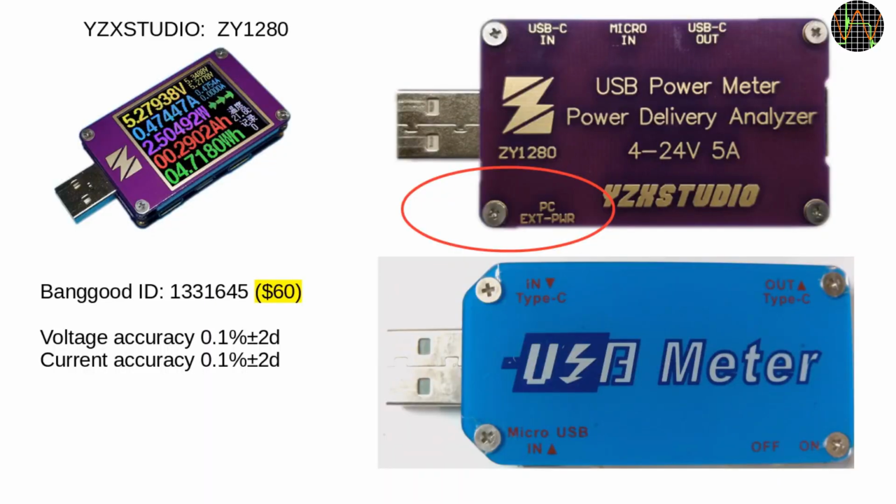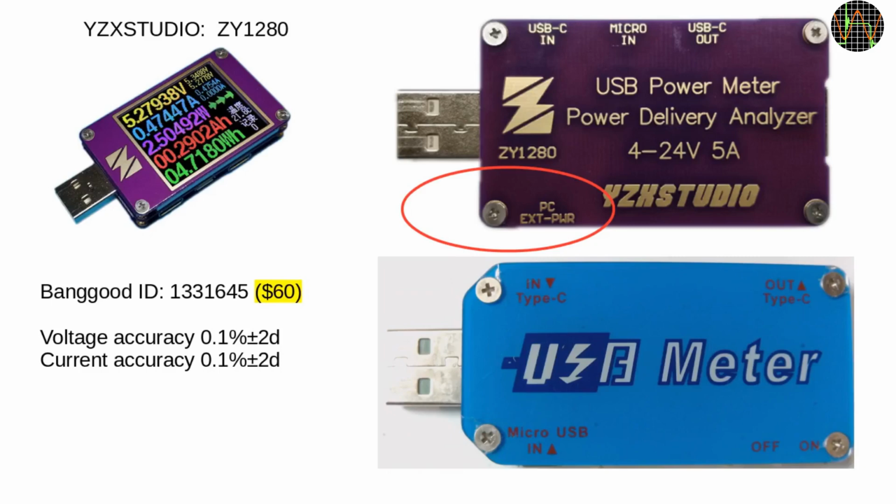For example, the ZY1280 looks very similar and has the same limitations as the UM25 when used standalone, but in addition it has an extra port allowing it to be connected to a PC to send its data and to get its power from there. Presumably that would mean it no longer takes it from the measurement source, but despite searching, I have not been able to confirm it.